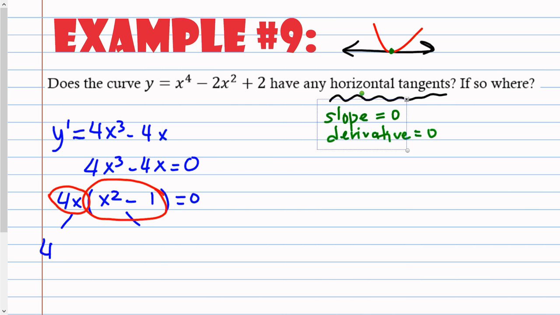So 4x equals 0. I can solve for x. X is just 0, right? Because 4 times what gives me 0? X has to be 0.